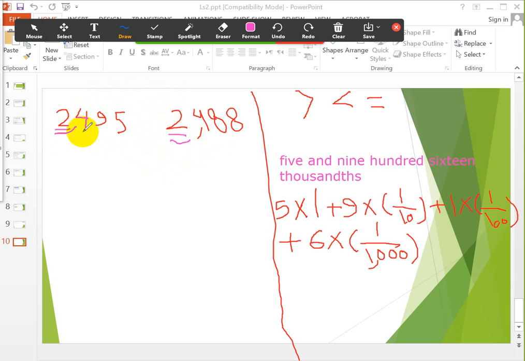So I will move to number 4, the hundredths digit. The hundredths digit here is 4 also, and here 4 also. That means what? They are equal also. So the hundredths are equal.